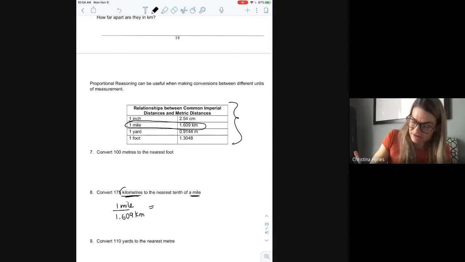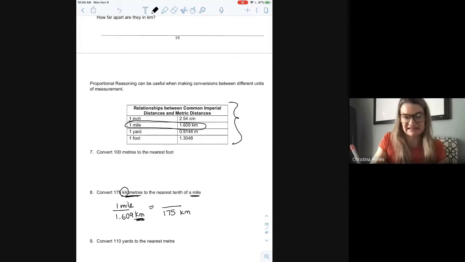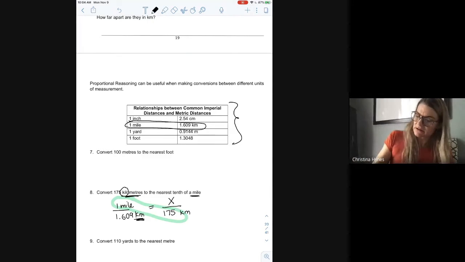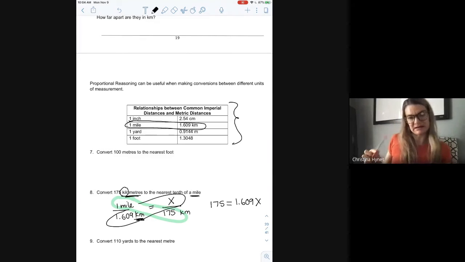Then they tell us kilometers. They're giving us kilometers. So that means it has to go at the bottom of the fraction for them to line up. See, so kilometers are at the bottom on the left side, which means that kilometers have to be on the right side as well. So you're going to put 175 kilometers because that's given. Now they want to find out miles, so we have to put the x at the top this time. And then just like before, we multiply these guys together first. 1 times 175 is 175. And then these guys together. So that's going to be 1.609x. What do I do to get x by itself, guys?